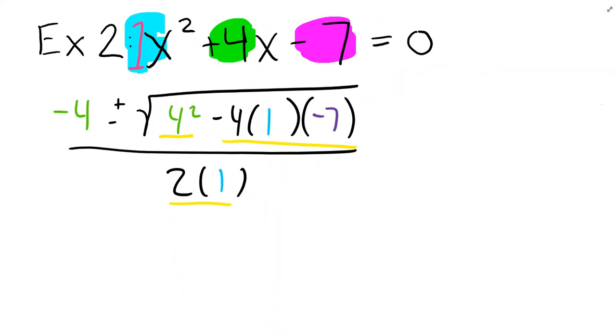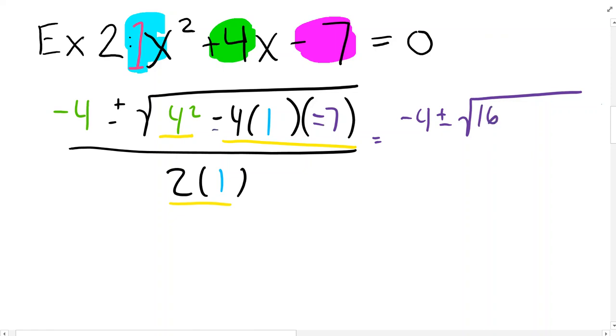So I'm going to get -4 plus or minus the square root of 16. And this again is a negative times a negative, so we get a positive. And we have 4 times 7 is 28, so this is going to be 16 plus 28 inside of my square root all over 2.